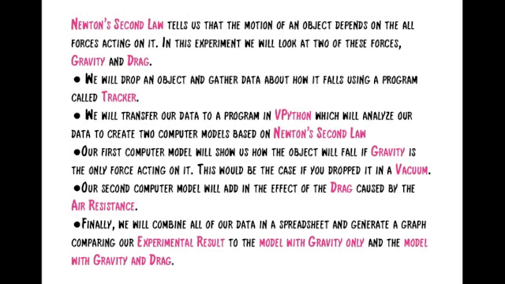Finally, we will combine all of our data in a spreadsheet and generate a graph comparing our experimental result to the model with gravity only and the model with gravity and drag.